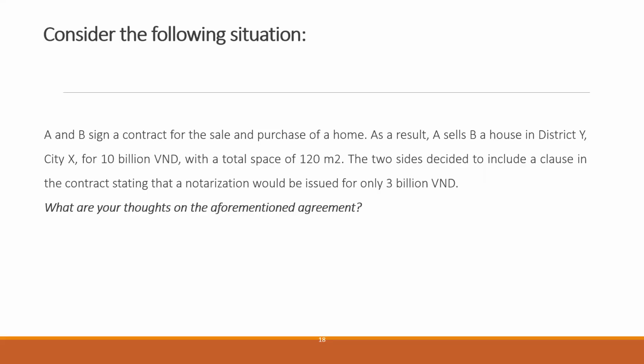Consider the following situation. A and B sign a contract for the sale and purchase of a home. As a result, A shall build a house in District Y, City X for 10 billion Vietnam dong, with a total space of 120 square meters. The two sides decided to include a clause in the contract stating that a notarization would be issued for only 3 billion Vietnam dong. What are your thoughts on the aforementioned agreement?